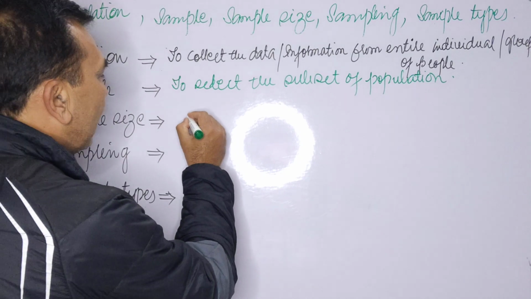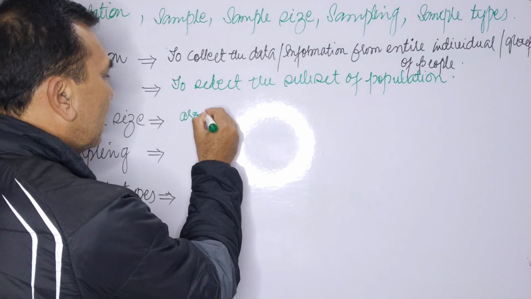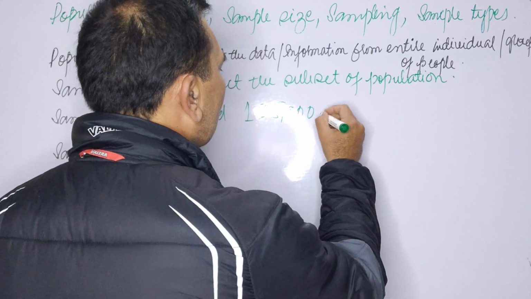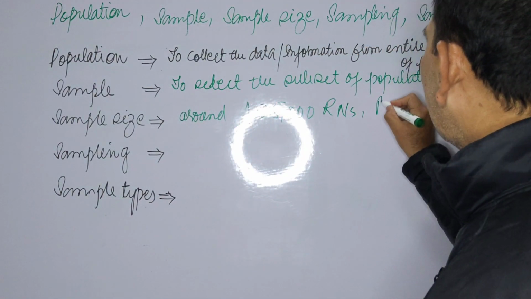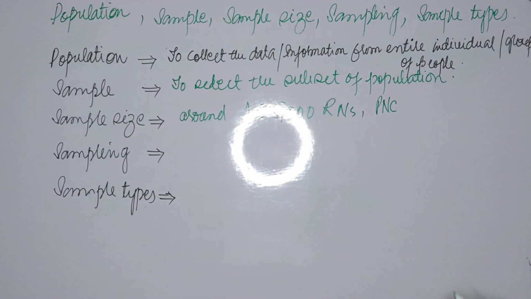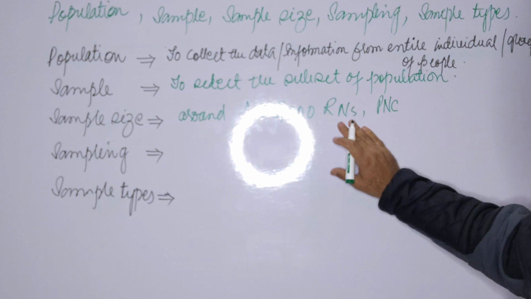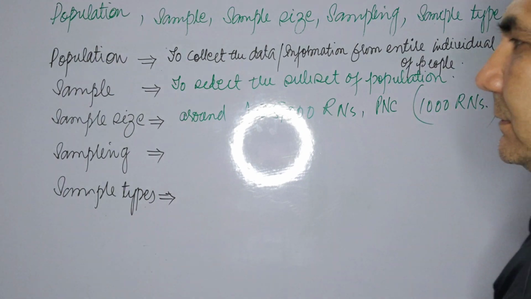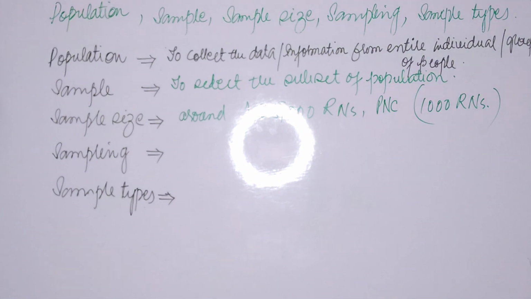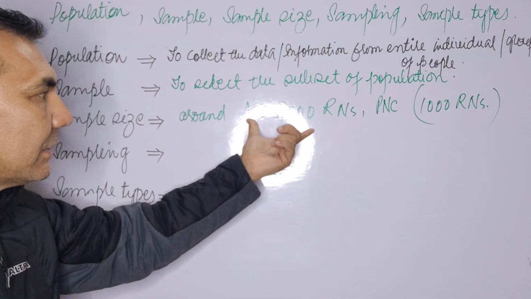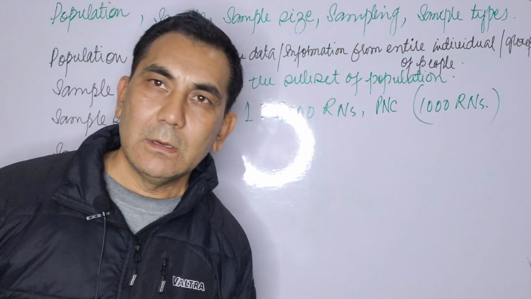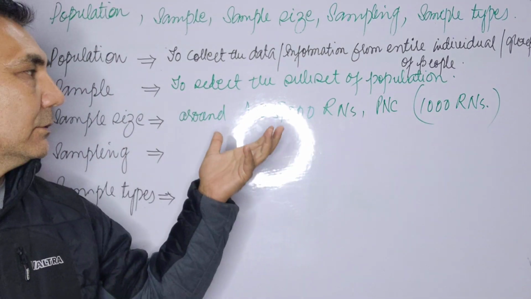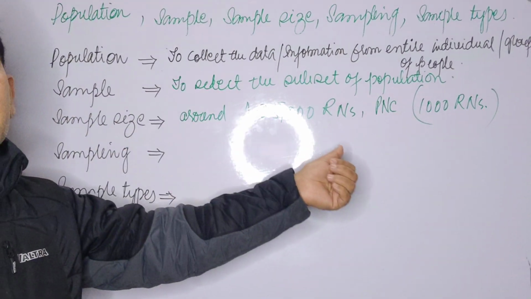Now, from around 125,000 RNs registered in the PNC, if a researcher selects 1000 RNs randomly or non-randomly, and these 1000 are from the 125,000, which is the total population of nurses in Pakistan, these 1000 RNs that the researcher has selected for his research project, this is called the sample size.